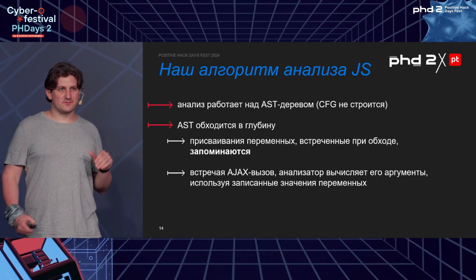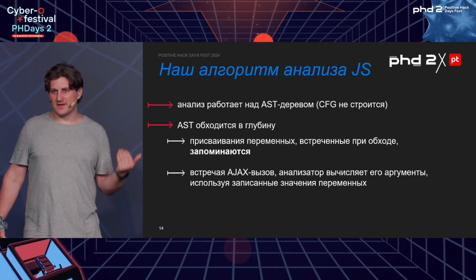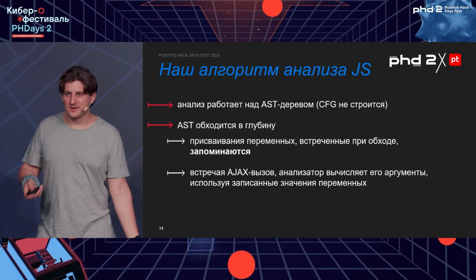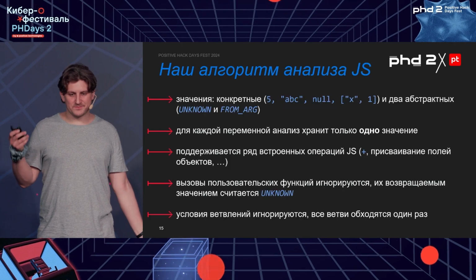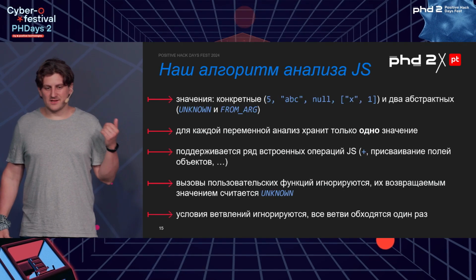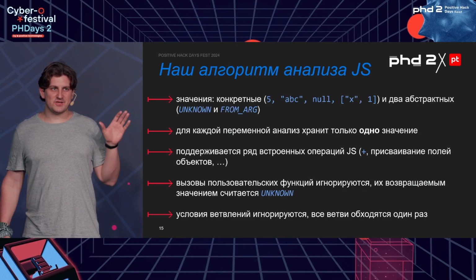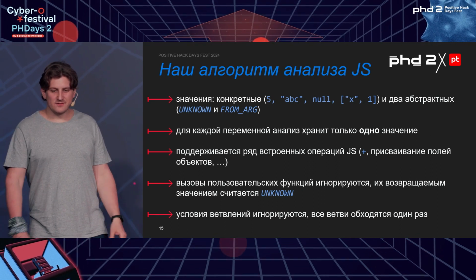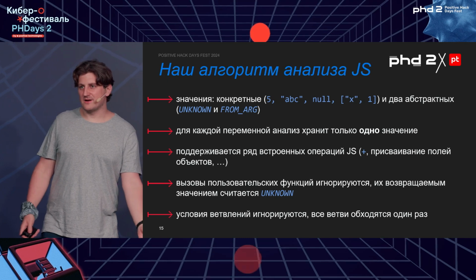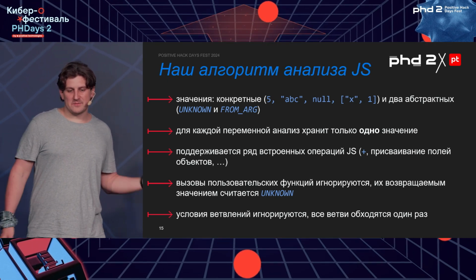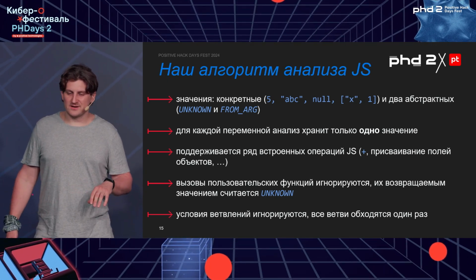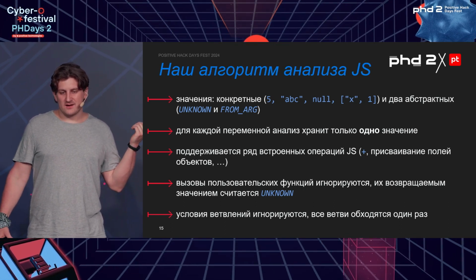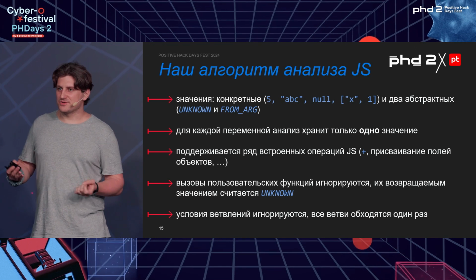So besides assigning variables, the analyzer will also compute array variables and will use them going forward. The algorithm also supports the values that are supported by the standard system of JavaScript types, such as figures, strings, objects, arrays, and so on. It also supports two abstract values such as unknown and from arg.